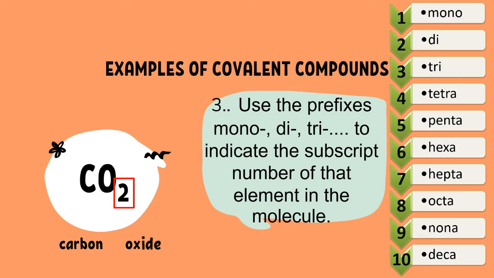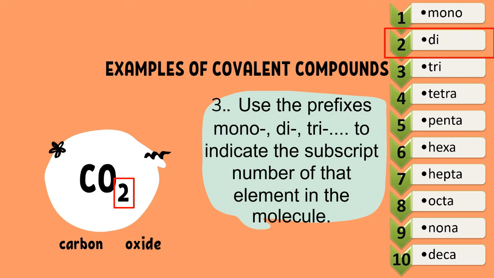Now in our example here, we have CO2. We have a subscript of 2. So what type of prefix are we going to use? Okay, we're going to use di because we have a subscript of 2. And where are we going to put di? On our element.